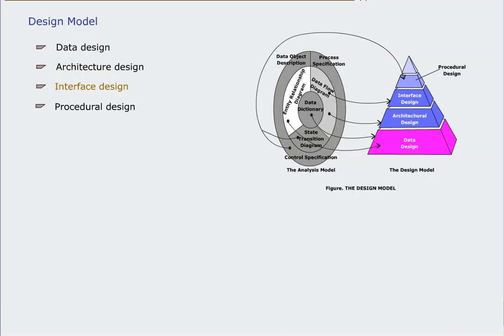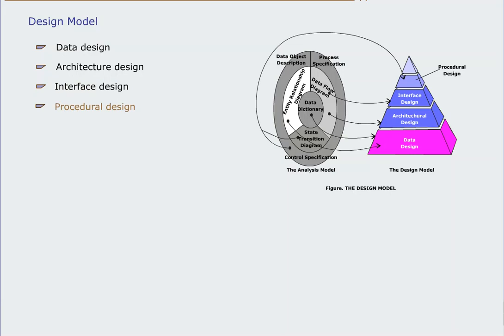The interface design describes how the software communicates within itself, to systems that interoperate with it, and with users. An interface implies flow of information, data, and control. Therefore, the data and control flow diagrams provide the information required for interface design.